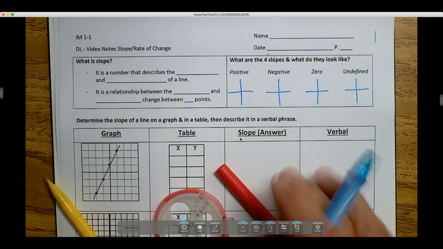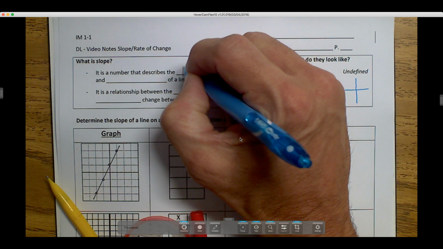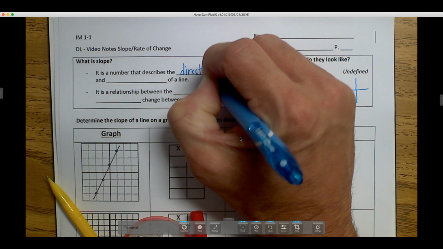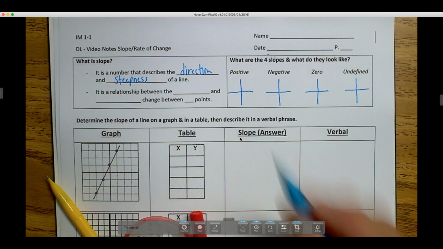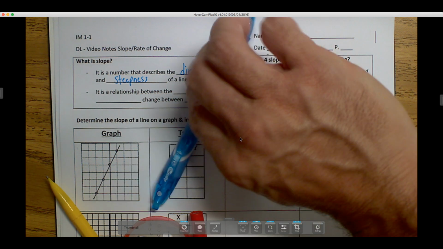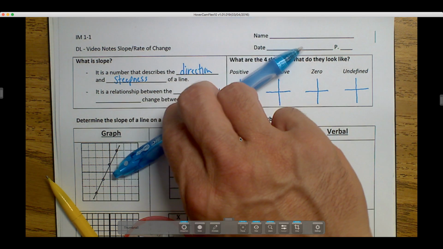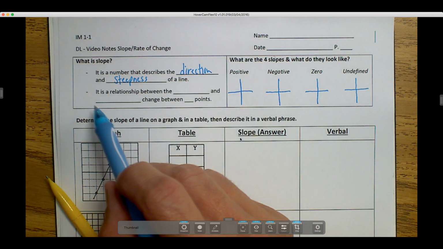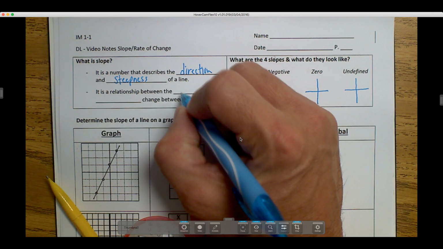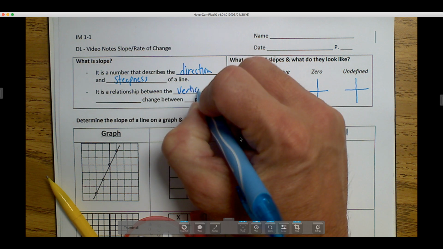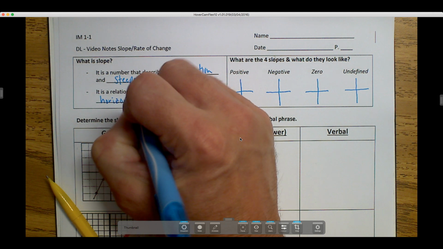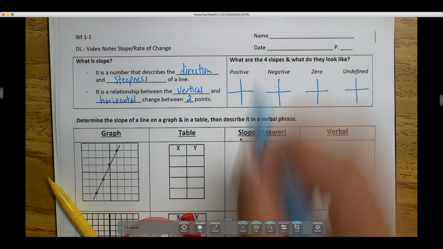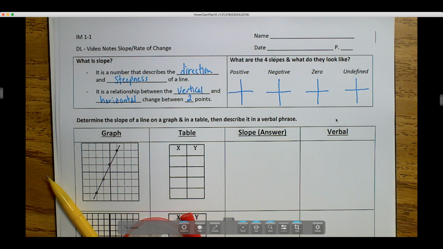What is slope? It is a number that describes the direction and steepness of a line. How steep a line is. Very steep, like my pen right here, or not so steep, a little bit flatter. It is a relationship between the vertical and horizontal change between 2 points. In order to find a slope, you need 2 points, but you only need 2 points.